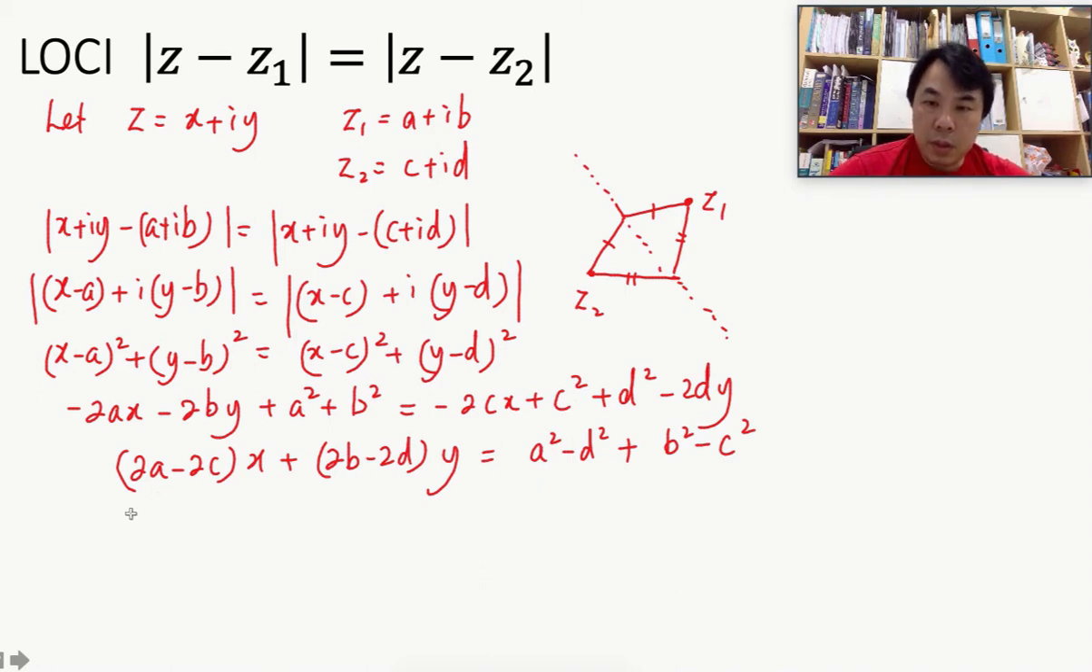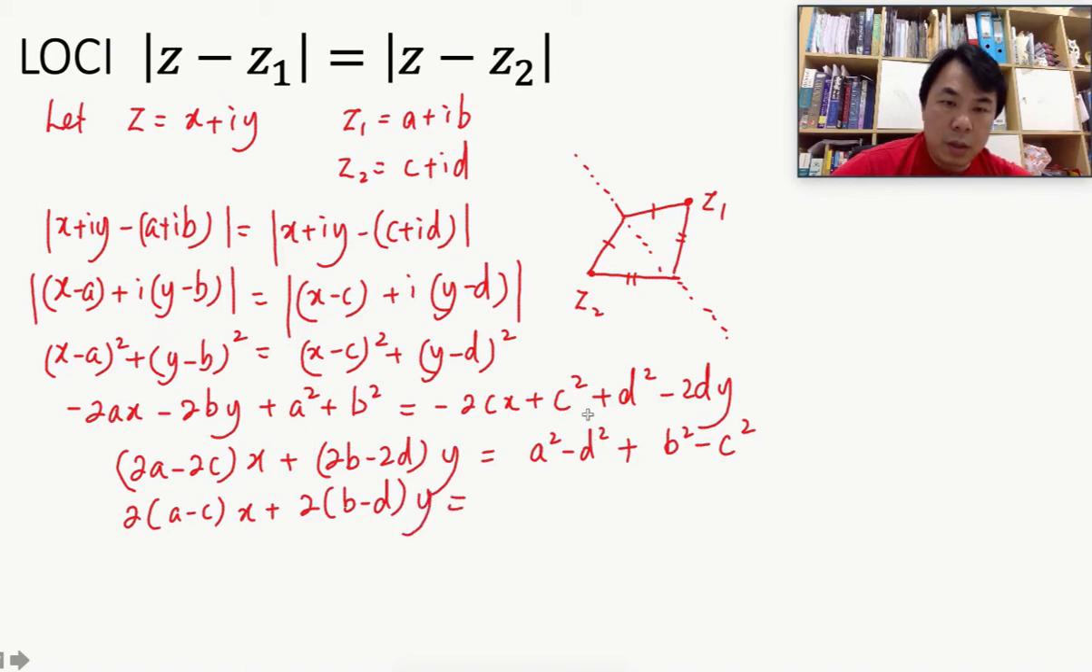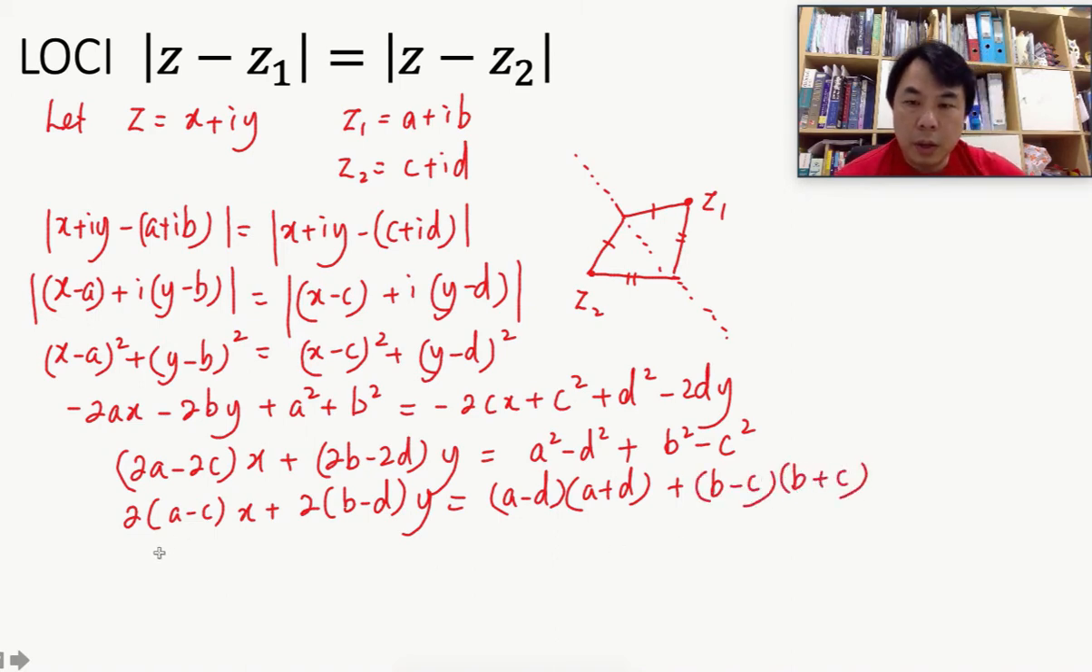Now you do notice that this can be factorized further into this. And then this can be factorized further. Okay, and then furthermore we can write it as this.